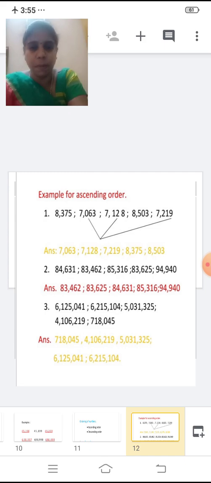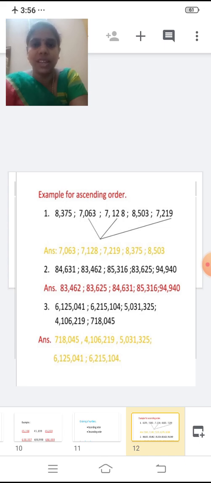Then compare the leftmost part, the millions part now. So 4 is the smallest number in the millions place, right? So 4,106,219. Then which is smaller? 5 million, right? So 5,31,325.